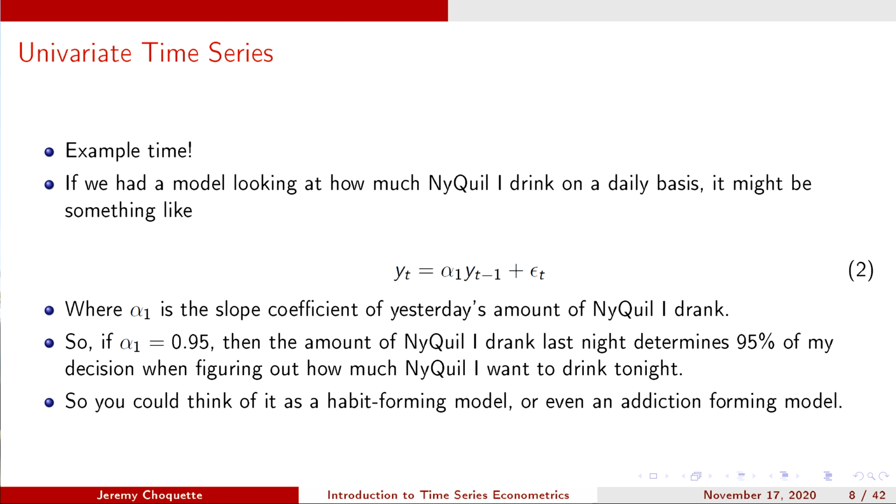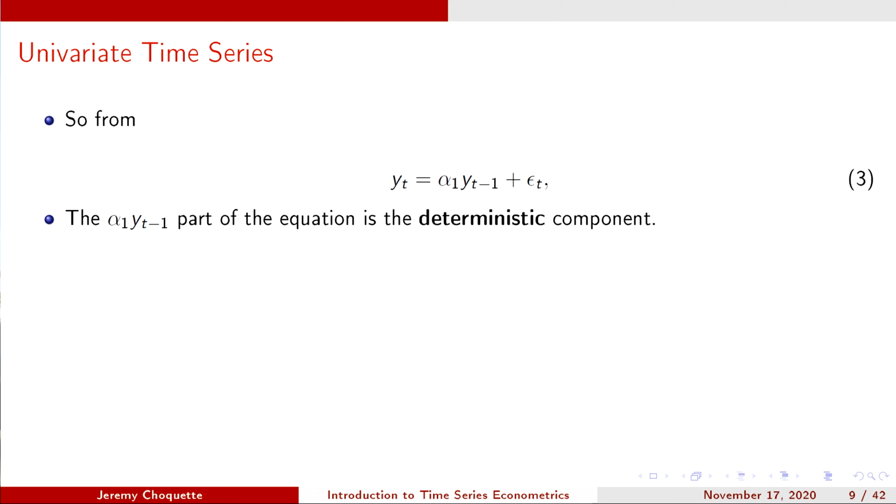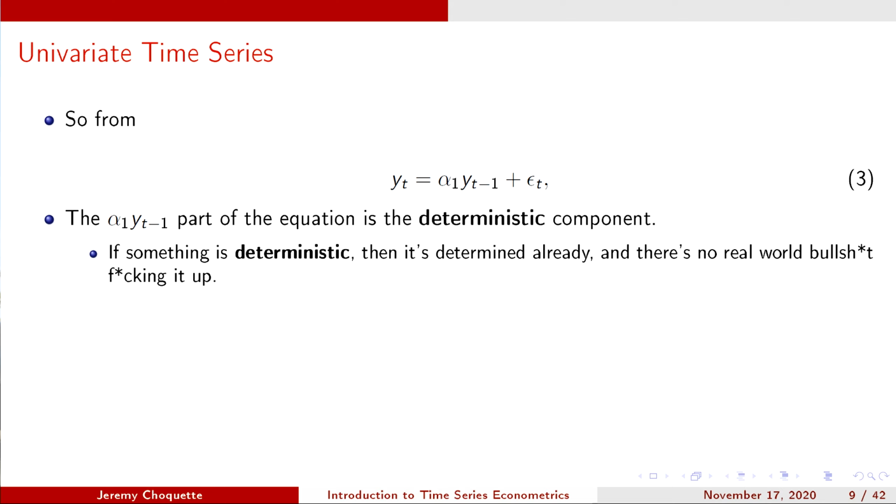So think of it as like a habit thing, right? Or even like an addiction thing. So from this, this alpha 1 y(t-1) is what's known as the deterministic component of this equation. If something's deterministic, it's been determined already. There's nothing in the real world messing it up. This is the stuff that we can predict, the stuff that we can try to forecast.